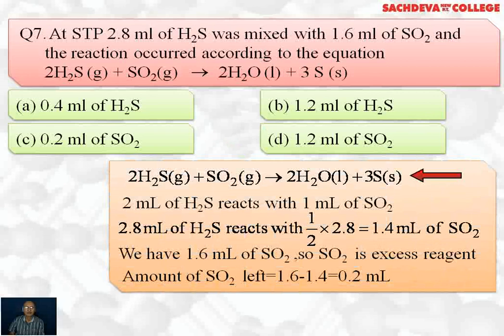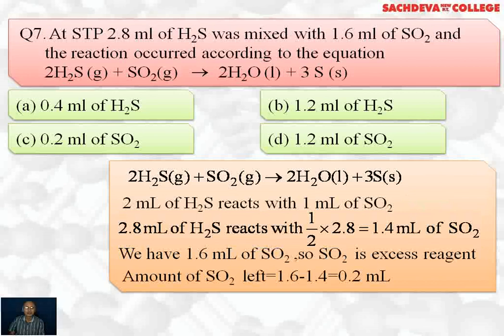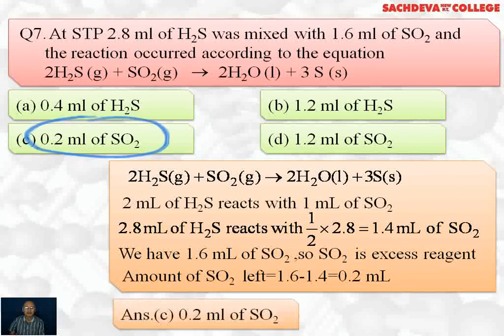First we write the balanced equation: 2H2S gas plus SO2 gas gives you 2 water liquid plus 3 sulfur solid. 2 ml of H2S reacts with 1 ml of SO2. 2.8 ml of H2S reacts with 1 by 2 into 2.8, that is 1.4 ml of SO2. But we have 1.6 ml of sulfur dioxide. So sulfur dioxide is an excess reagent and it will remain unreacted. The amount of sulfur dioxide remaining unreacted will be 1.6 minus 1.4 equal to 0.2 ml. So the correct answer is C part, 0.2 ml of SO2.